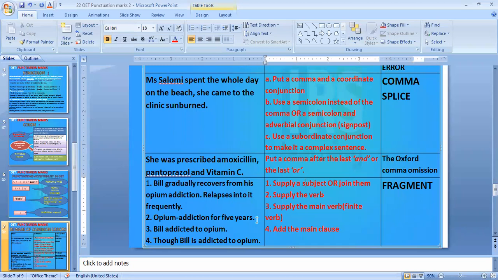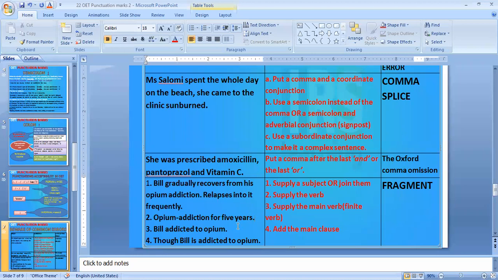Now, in second sentence, opium addiction for 5 years. What's the problem in this number 2? Whose opium addiction? There's no verb even. You see, opium addiction is noun, 4 is preposition, 5 is adjective, years is noun. So there is no verb. Without verb, how can you make a sentence? So you should say he has had or she has had opium addiction for 5 years.